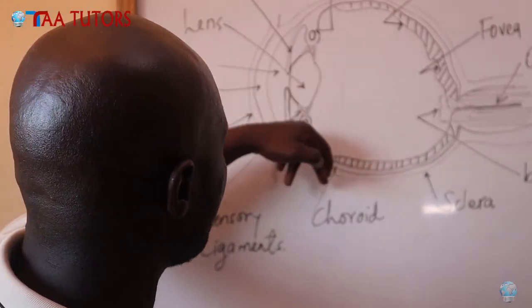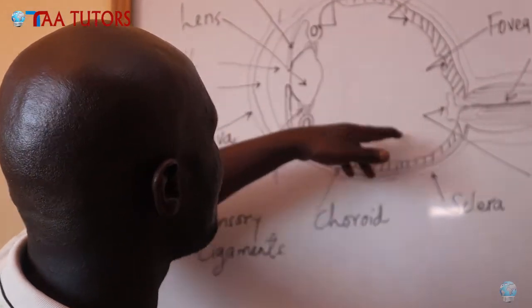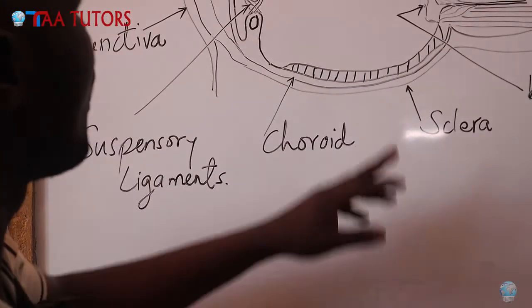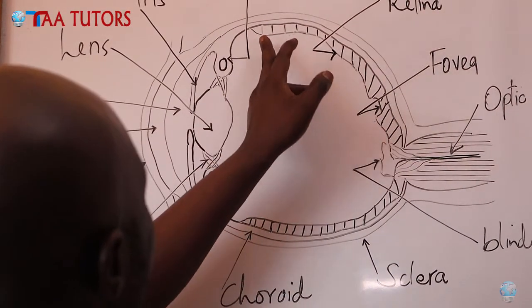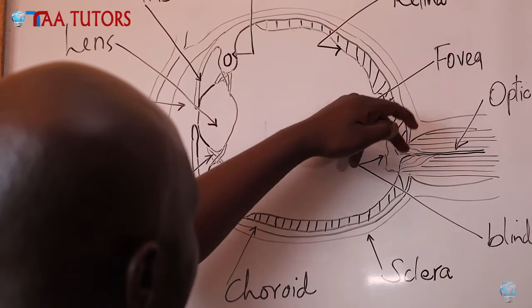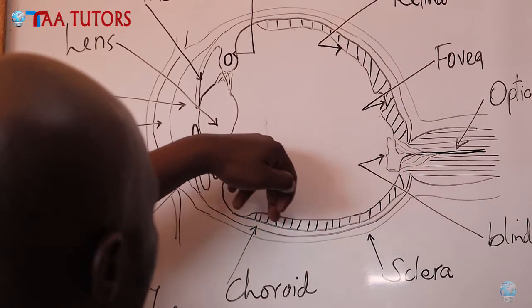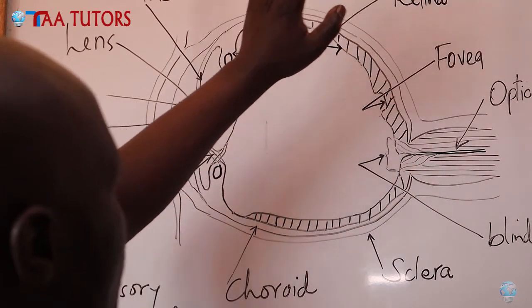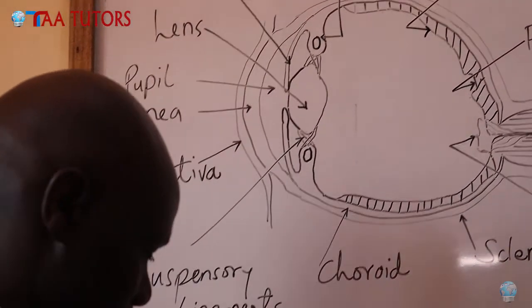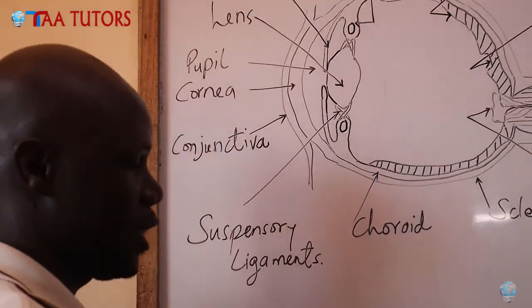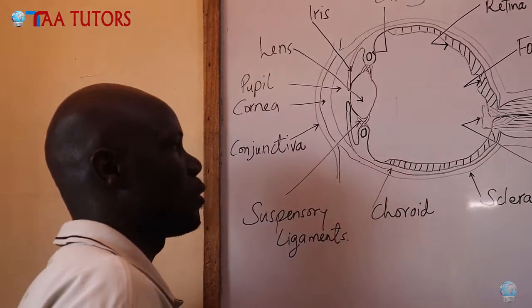Now, apart from that, the innermost part is what we call the retina. What you are seeing here is called the fovea. So the fovea is a part of the retina. This particular dark part that you are seeing here is an extension of the retina, so it goes all around. Now, what does the retina have? The retina has the light pigments. We have two pigments.